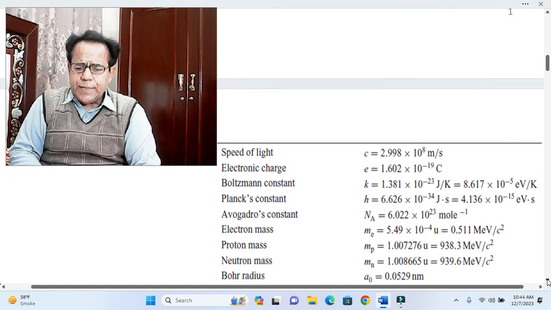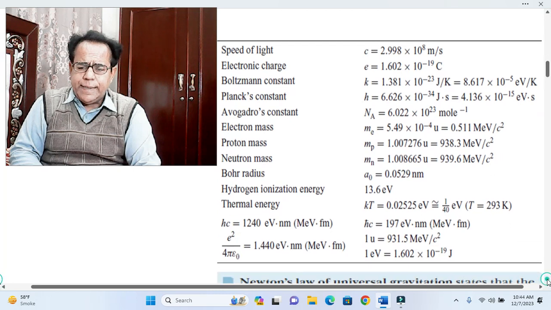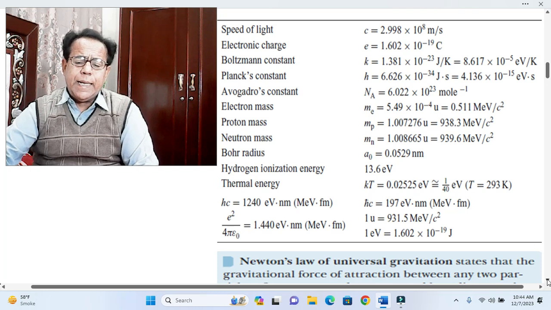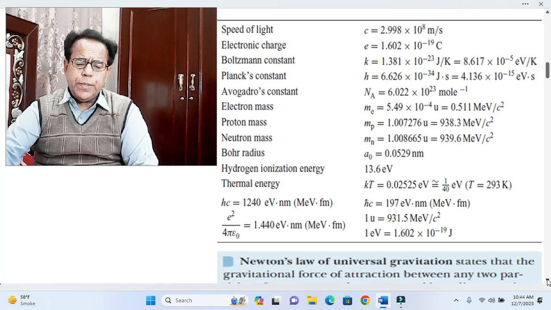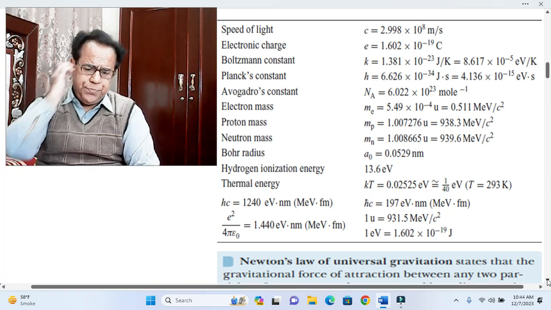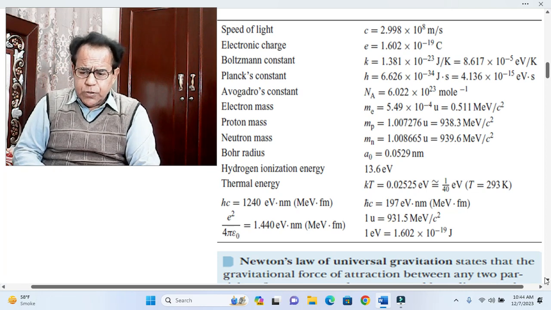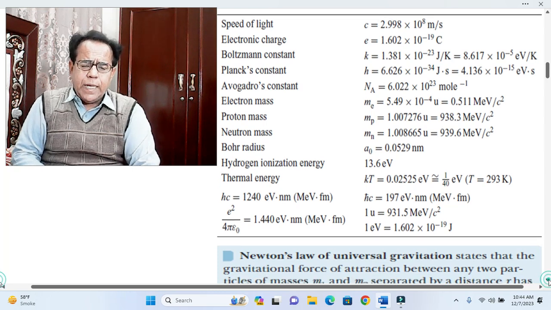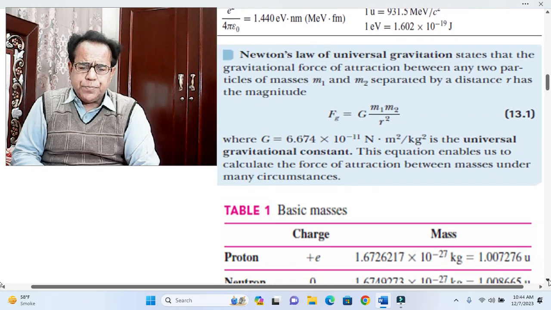Dear students, in the next snapshot there is a table of physical constants. This table contains many values. We will pick only those values which will be used in the solution of this problem. We have considered this table many times in our previous videos, so for the time being we skip further explanation of this snapshot.